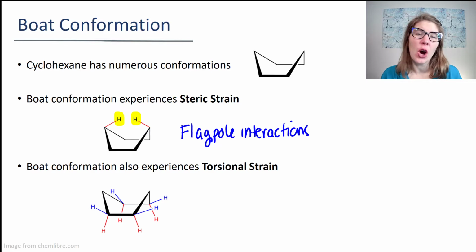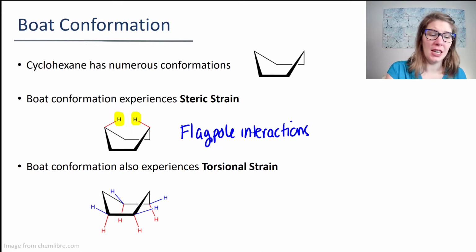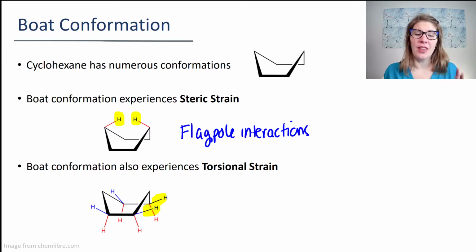Your boat conformation also experiences torsional strain because what's happening in this boat conformation is you have a hydrogen here and a hydrogen here that are eclipsed to one another. Right? And it's the electrons in the bonds to those hydrogens that are eclipsing that are giving rise to that torsional strain. And notice how it's not just that pair of hydrogens, there's also other pairs of hydrogens that are eclipsing, and that's increasing the energy, which means the boat conformation is less stable.